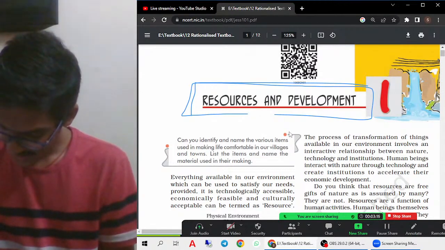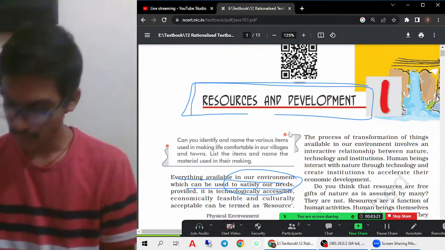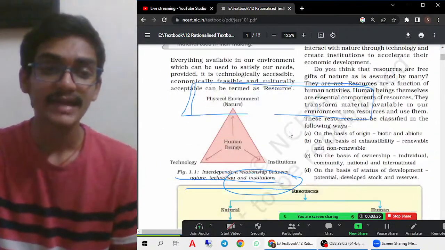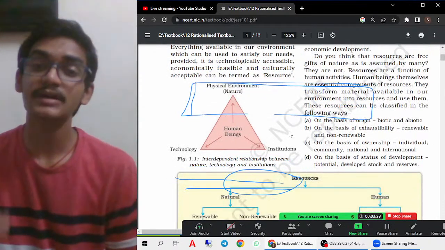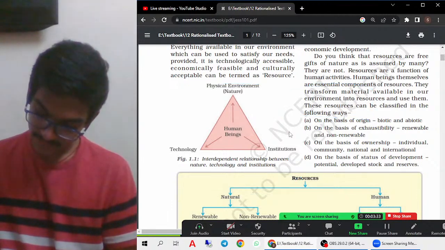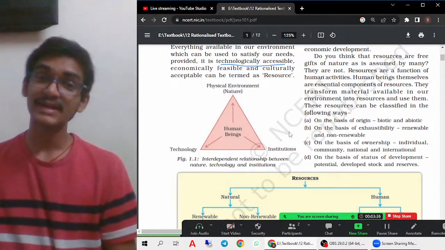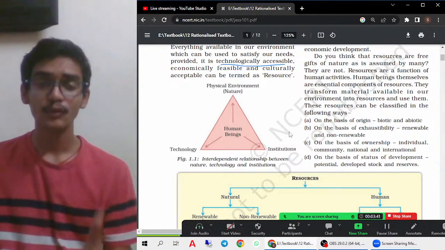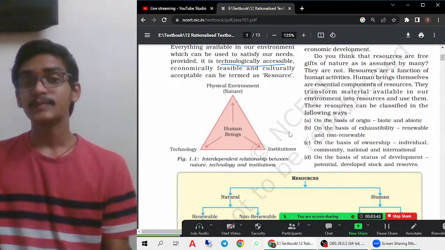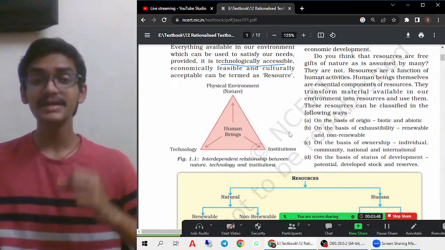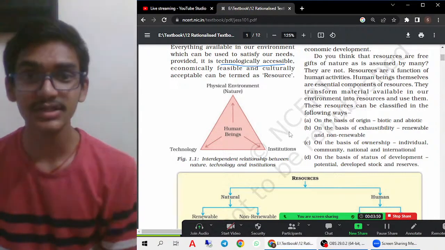So as you can see, everything that is available in the environment which can be used to satisfy human needs is called a resource. These resources become possible only when they are provided with technology, because technology plays a very important role in the extraction of resources. For example, if you want to get iron particles, you must extract them from the ground, right? So that is very important. That means technology is important.